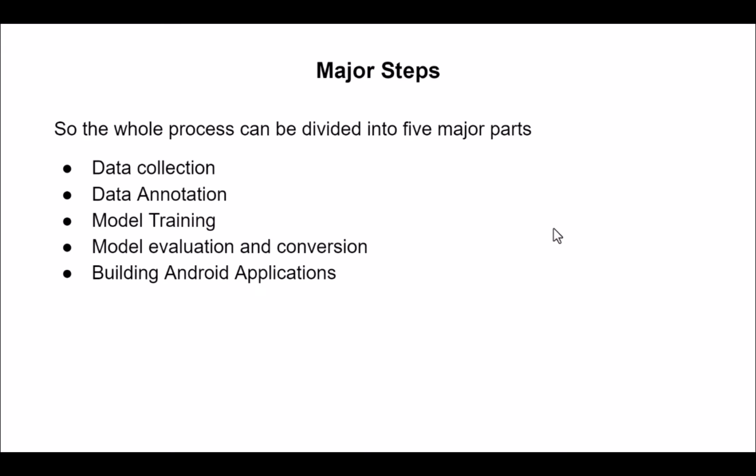So the whole process can be divided into 5 major parts: data collection, data annotation, model training, model evaluation and conversion, and finally building our Android applications.